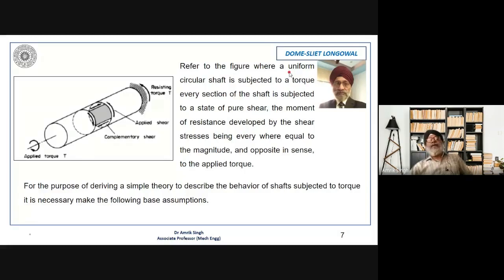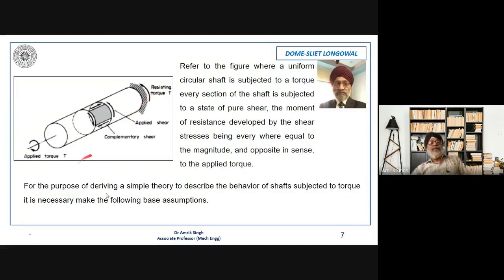Refer to a figure where a uniform circular shaft is subjected to a torque, and every section of the shaft is subjected to a state of pure shear. The moment of resistance developed by the shear stress is everywhere equal in magnitude and opposite in sense to the applied torque. So the amount of torque which we have applied will be sustained by the shaft as a resisting torque. If it is less, then failure will occur.